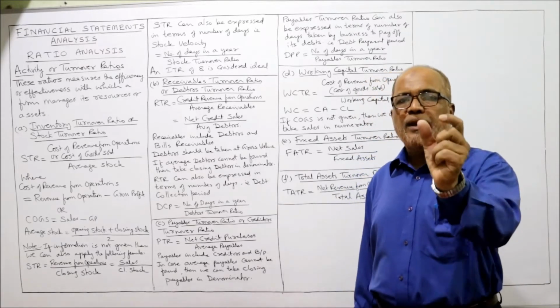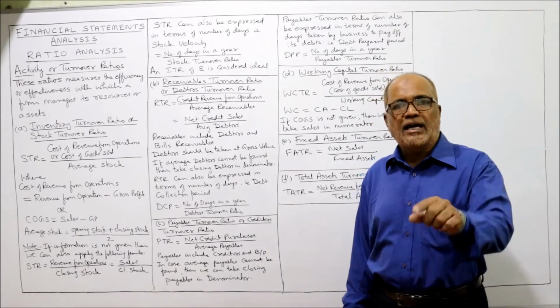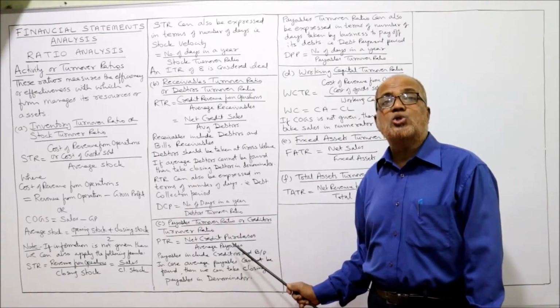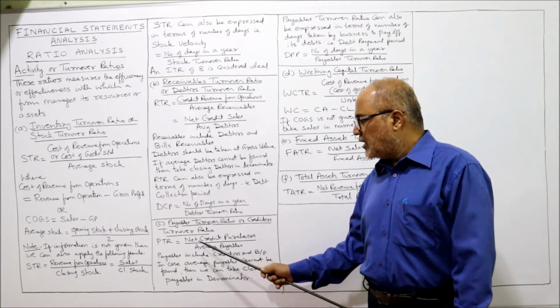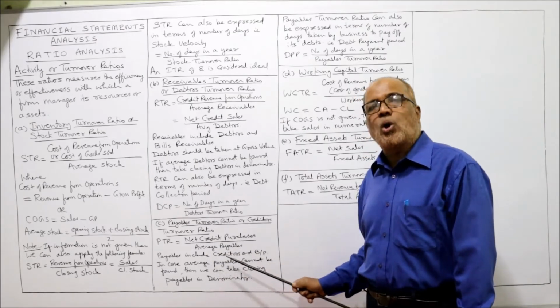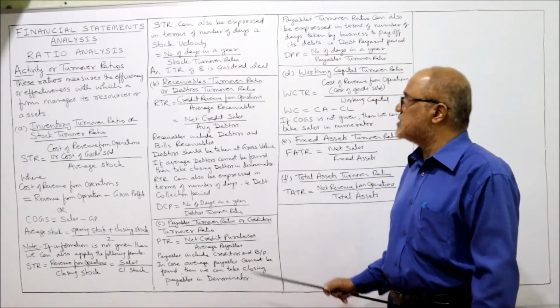In many problems, opening payables will not be given, so we cannot calculate average payable. In that case, the denominator will take closing payables or closing creditors. So, net credit purchases divided by closing creditors. If we cannot calculate the average, this is the emergency form.